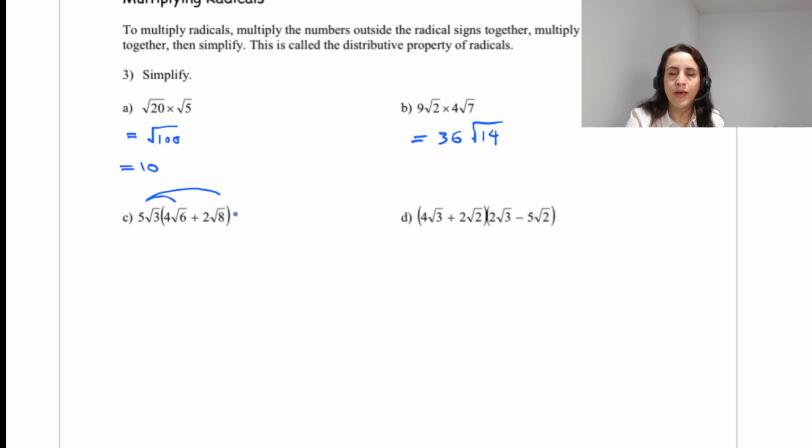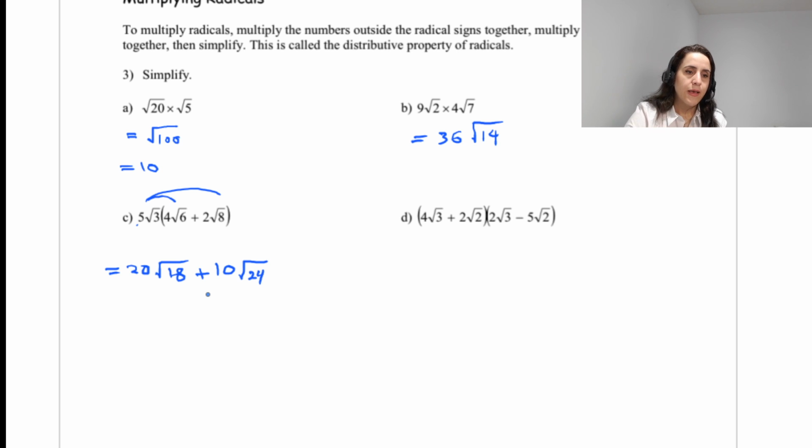The same skills that you had for expressions apply here for radicals as well. 5 multiplied by 4, 20. And radical 3 multiplied by radical 6 is radical 18. Plus 5 multiplied by 2, 10, and radical 24.